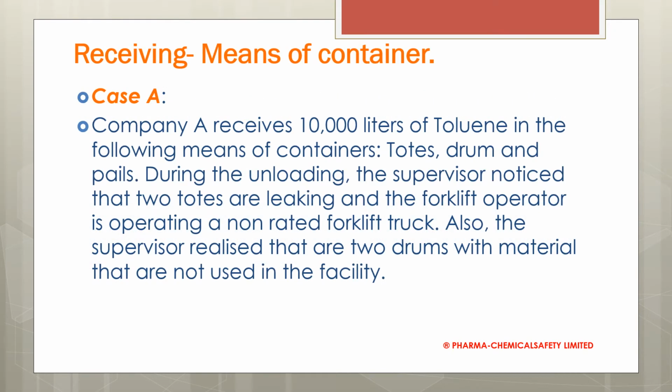We start with case A. Company A received 10,000 liters of toluene in the following containers: totes, drums, and pails. During the unloading, the supervisor noticed that 2 totes are leaking and the forklift operator is operating a non-rated forklift truck. Also, the supervisor realized there are 2 drums with materials that are not used in the facility.